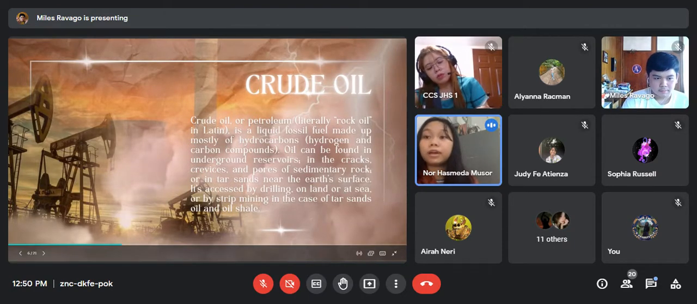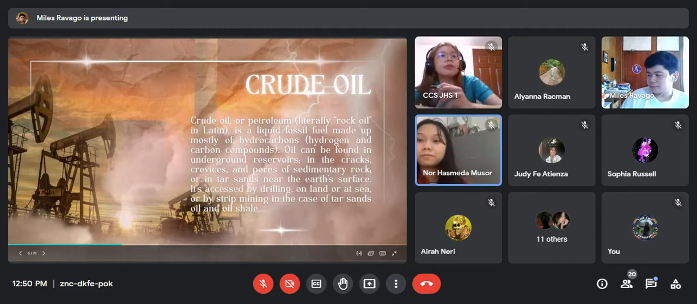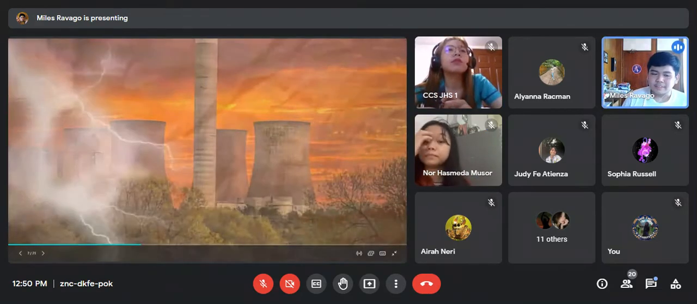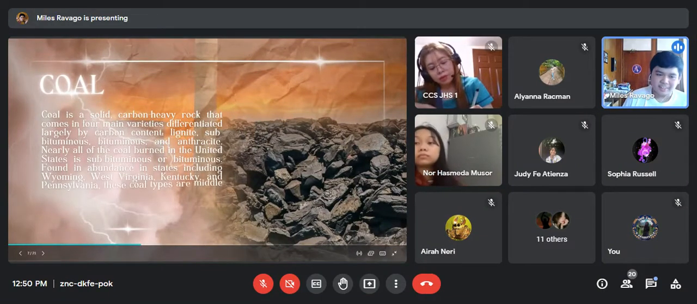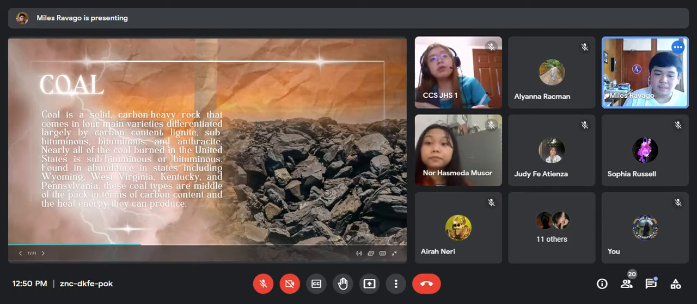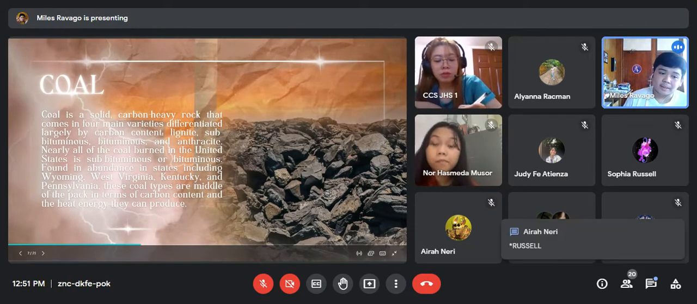These oils are accessed via drilling on land or sea, or by strip mining in the case of tar sands and oil shale. The second fossil fuel is coal. Coal is a solid yet carbon-heavy rock that comes in four main varieties, differentiated largely by the rock's carbon content: lignite, bituminous, and anthracite.